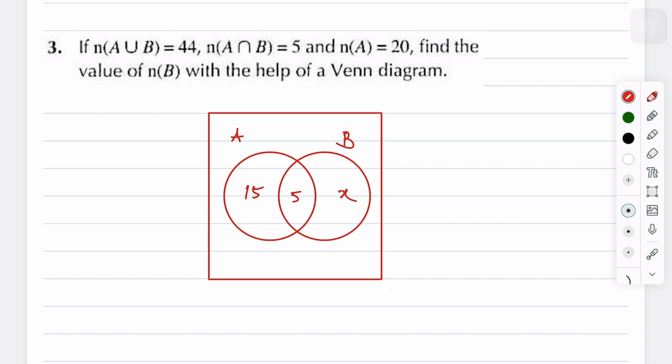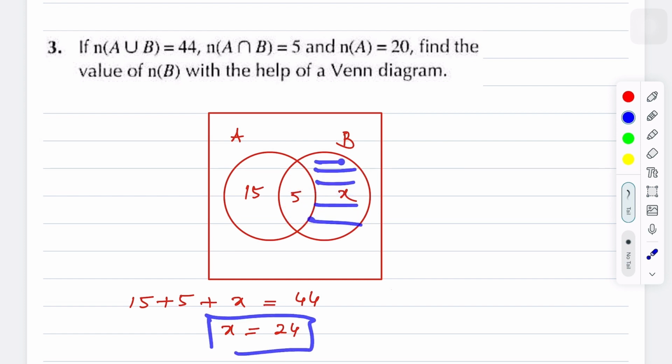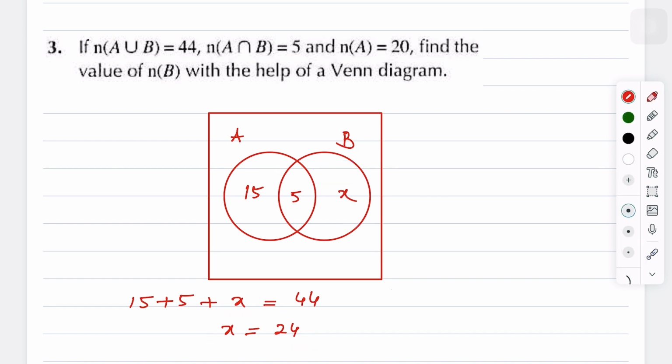So now we have the sum is already given, which is 44. Now you will form the equation. The equation is 15 plus 5 plus x is equal to 44. Now you can subtract and you will get the value of x, which is 24. But their question was to find the number of articles in set B. Remember, we have the value of x, which is only in B. So we will add x and 5, and that will give you the total number of articles in set B. So that will be 24 plus 5. 29 is your final answer.